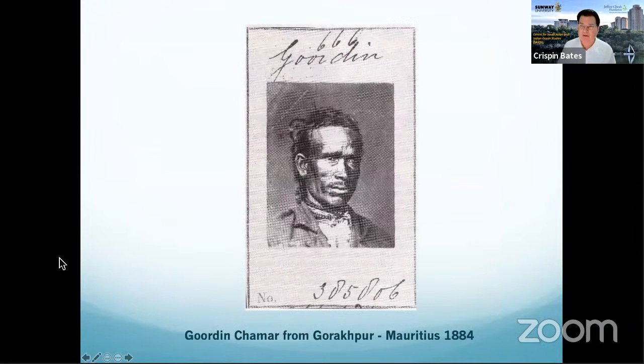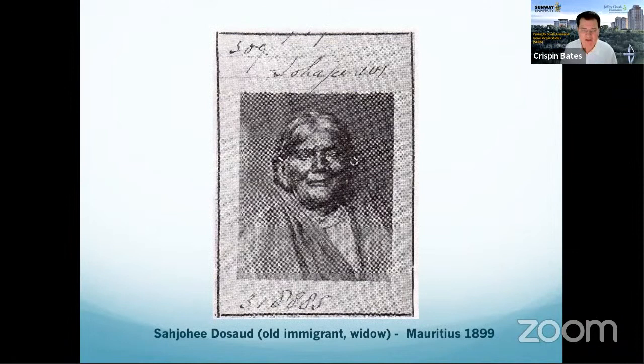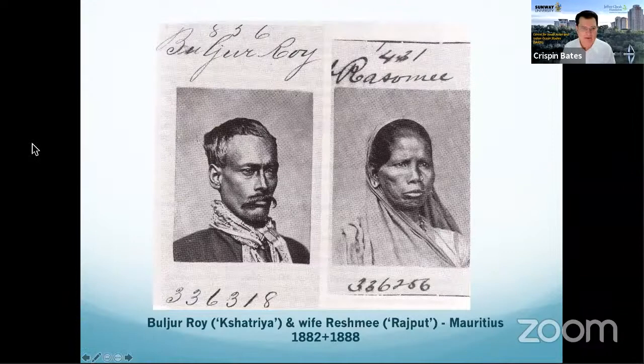Mauritius was also unique in that they collected photographs from the 1880s onwards of all of the immigrants arriving. This is one of Gurdin Chama from Gorakhpur in 1884. This is Sajohi Dosad, an old immigrant widow, meaning someone who migrated and then decided to stay on and not to return to India, photographed in 1899. And this is a married couple, Buljur Roy and his wife Reshmi. He went out in 1882 and then went back to India and brought his wife back with him. And so her pass is dated 1888.